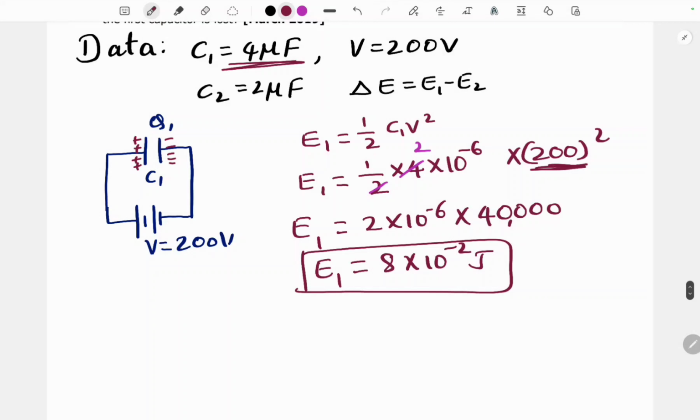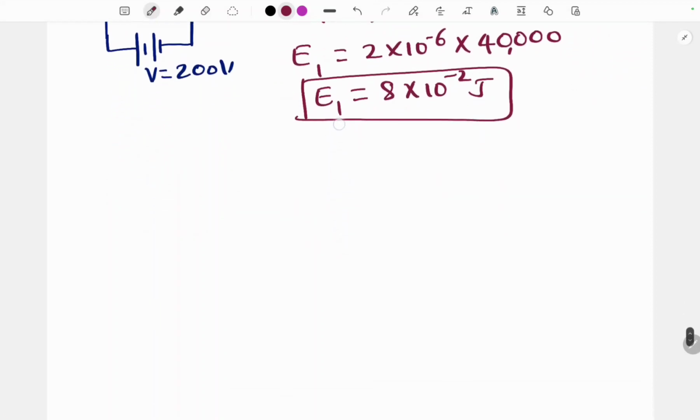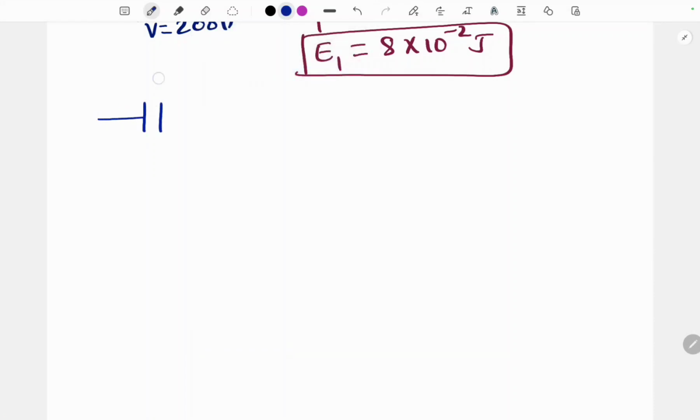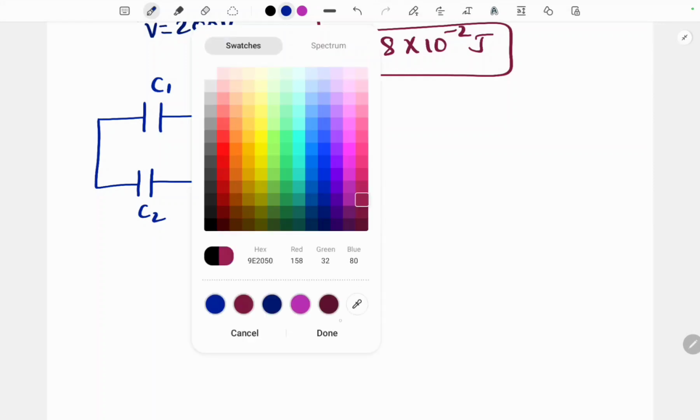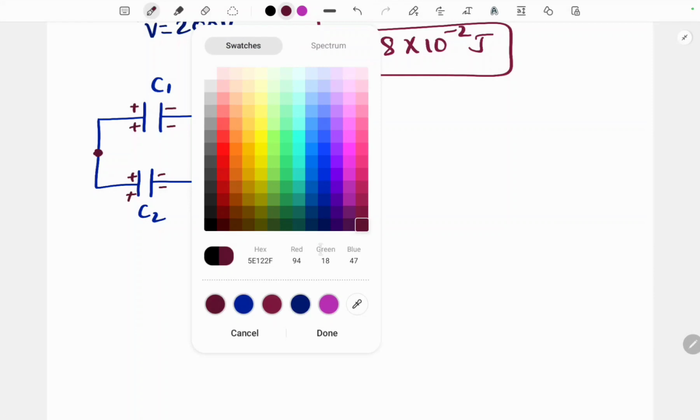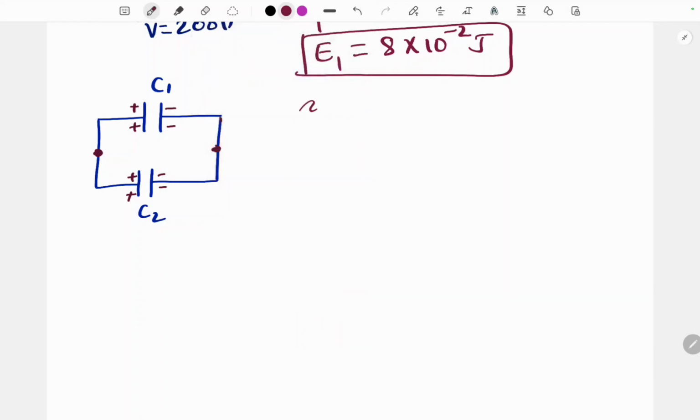Now this is the energy stored in the capacitor when the capacitor is connected to 200 volt, but now this capacitor is connected in parallel with the second capacitor. Let me write that. So here you can consider the capacitor C1 is connected with C2. So some of the charges will come back to C2 also. Okay, now the potential difference between the capacitors will be same here. Why? Because the capacitors are connected in parallel, potential is same.